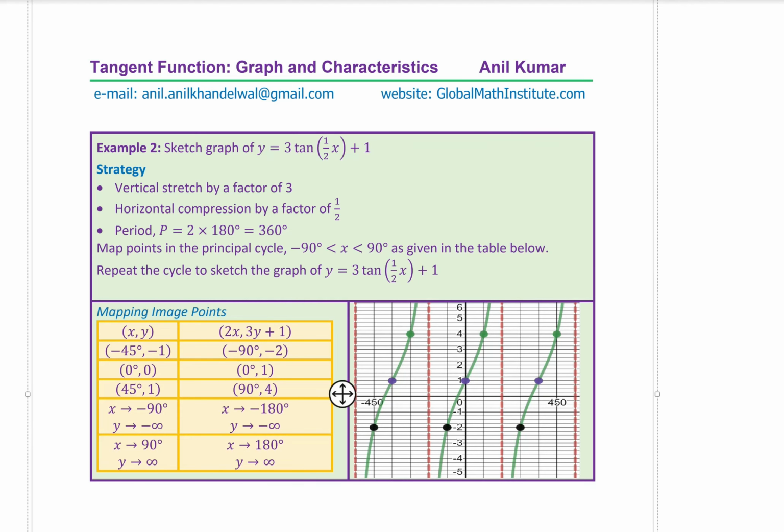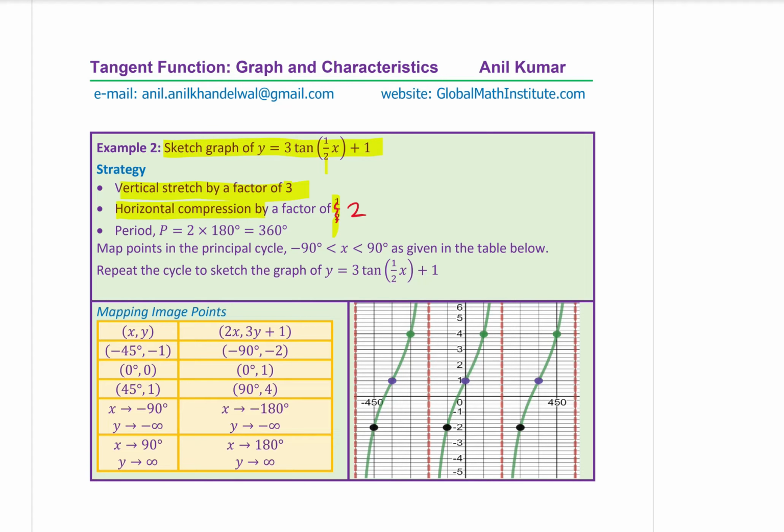In example 2, we will really sketch the graph of a similar function, which in this case is y equals 3 tan half x plus 1. Now I'd like you to pause the video, sketch this particular graph, and then look into my suggestions, correct? So clearly we see that the first factor is 3, and that is a stretch factor. So the value of a is 3 in our case. Then the half is horizontally compressed by a factor of 2.